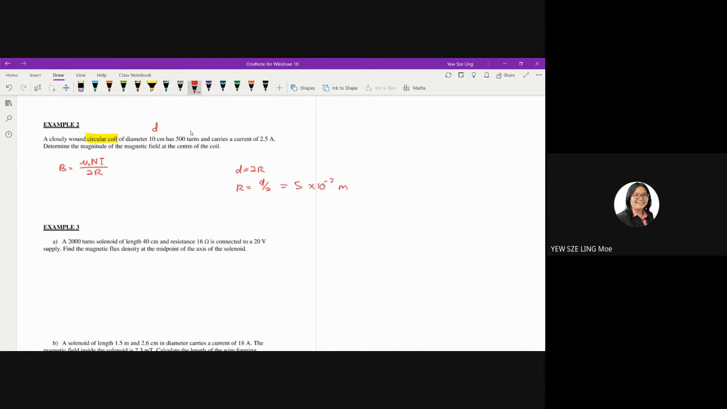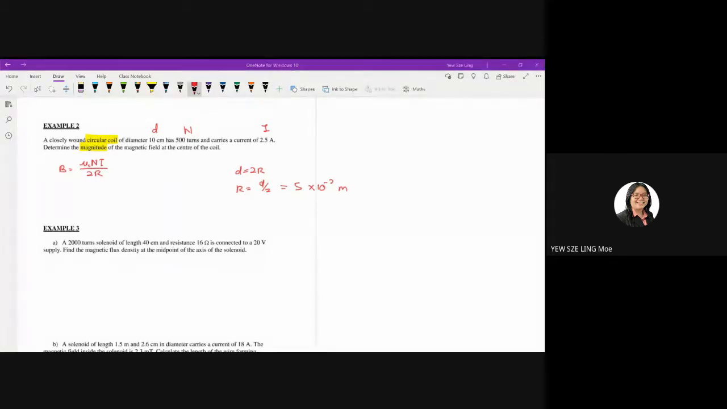And then it has 500 turns and the coil carries a current of 2.5 ampere. This is the I. This is the magnitude of the magnetic field. So the question just asking for magnitude, you don't have to mention the direction. Okay, and of course you cannot mention the directions if there's no diagram. All right, in this type of questions, if question asks you to determine the direction but you're not given the diagram, then you need to draw your own diagram.